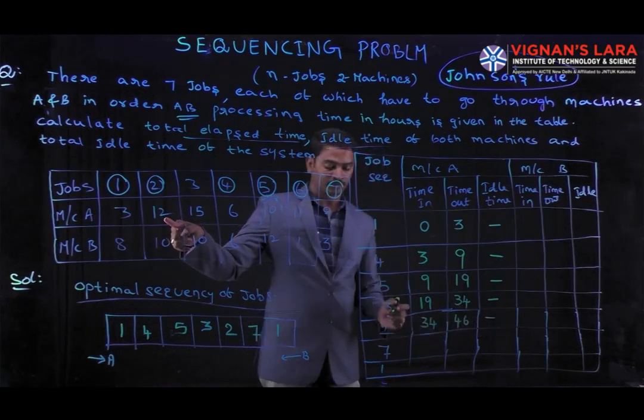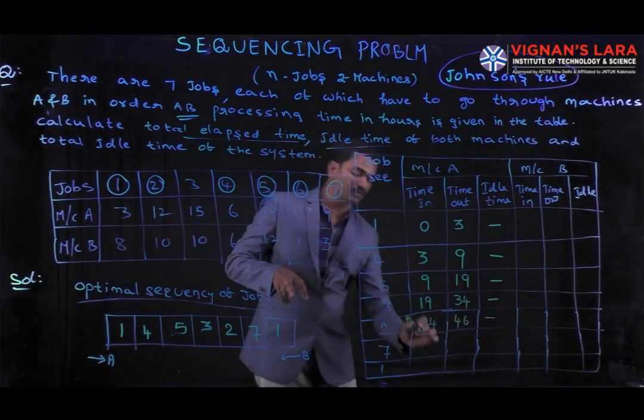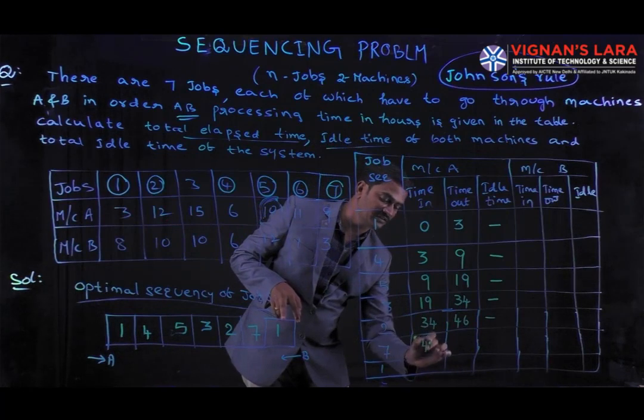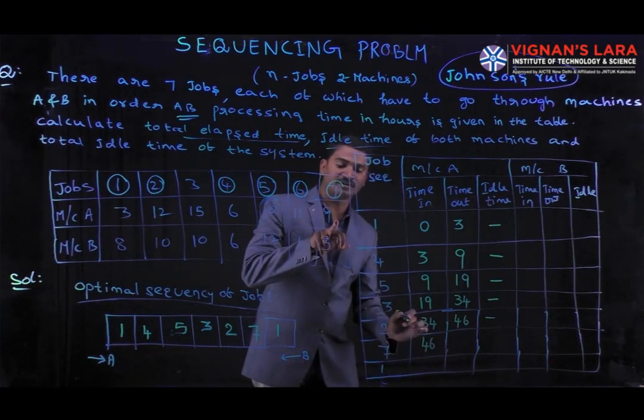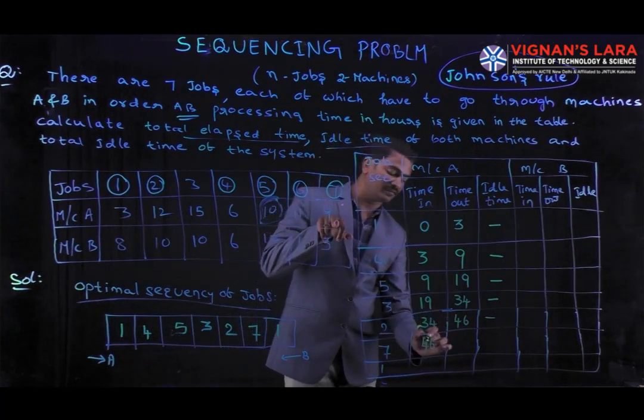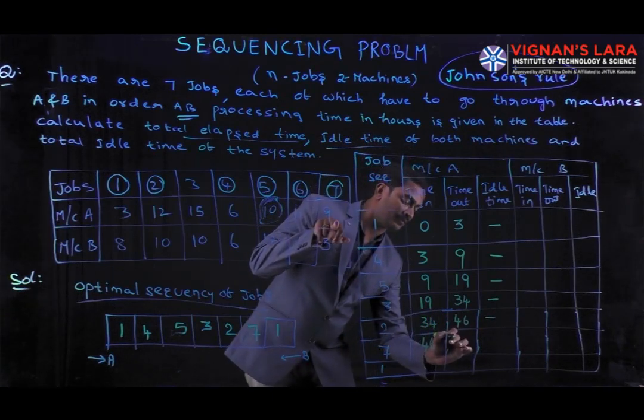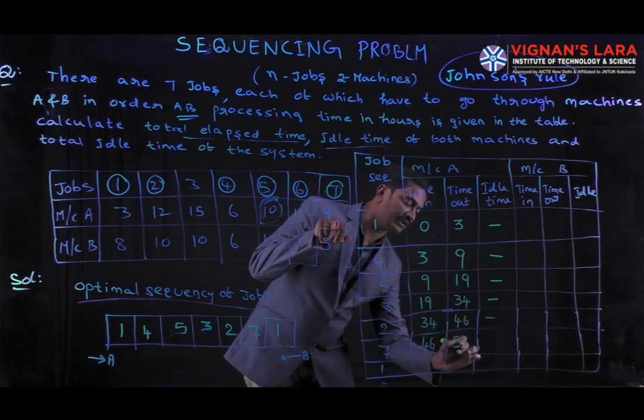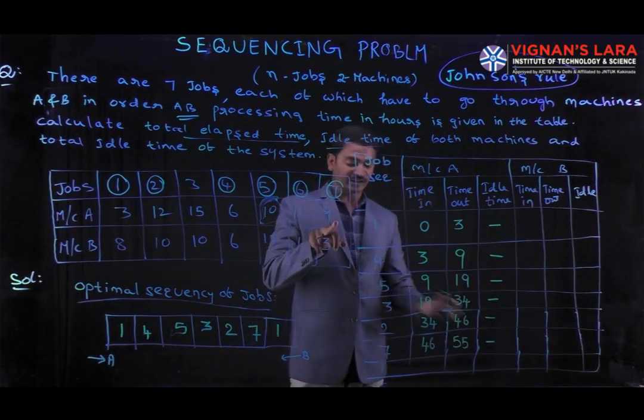So the total is 34 plus 12, 46. Okay, next coming to the 7th job, we are going to start the 7th job at the 46th hour and the processing time is 9 hours. 46 plus 9, 55 hours. Okay, there is no idle time.